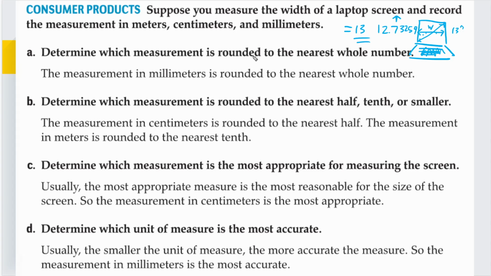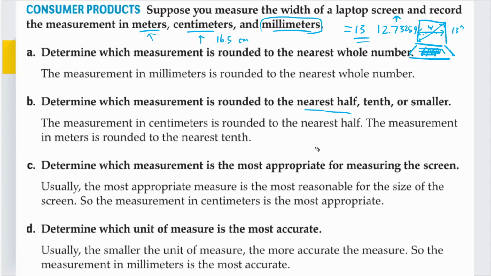Determine which measurement is rounded to the nearest whole number. Out of these numbers, which one do you think is rounded to the nearest whole number? Probably millimeters, because this is the smallest measurement. And when you're measuring something like a laptop screen in millimeters, you probably wouldn't need to go down to the decimal points. Which one is rounded to the nearest half? Well, we're probably not measuring meters in half meters when we're looking at something as small as a laptop. We're probably looking at centimeters, right? We'd probably look at like 16.5 centimeters.